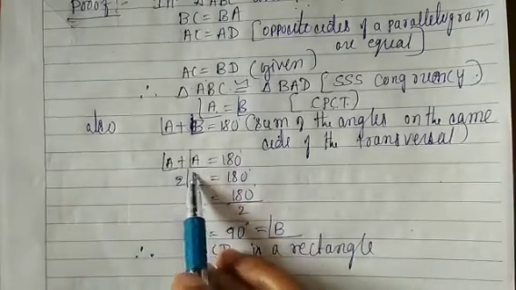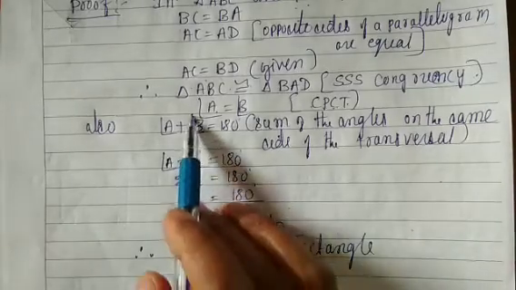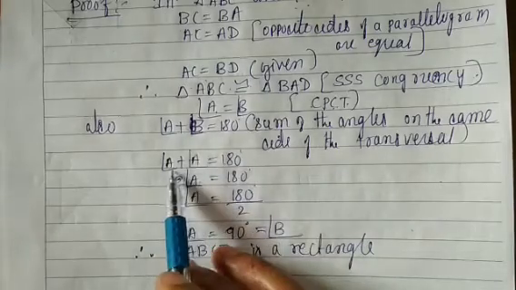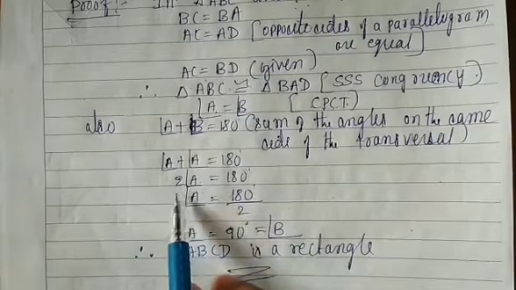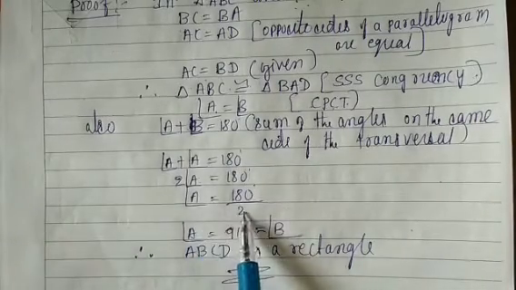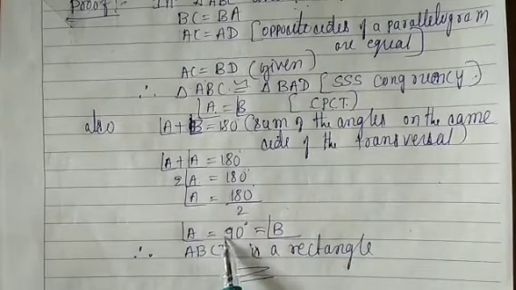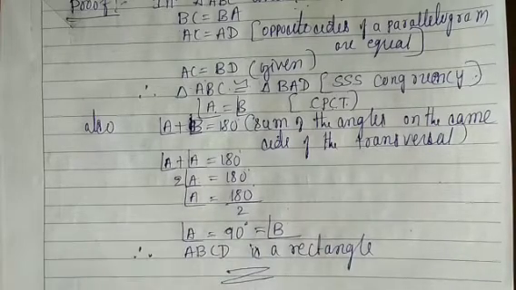Angle A plus angle A is equal to 180 degrees. So 2 angle A is equal to 180 degrees. Angle A is equal to 90 degrees, which is equal to angle B. ABCD is a rectangle. Hence proved.